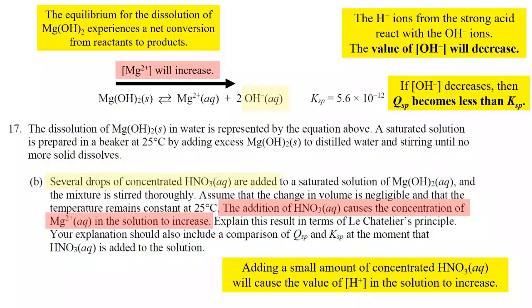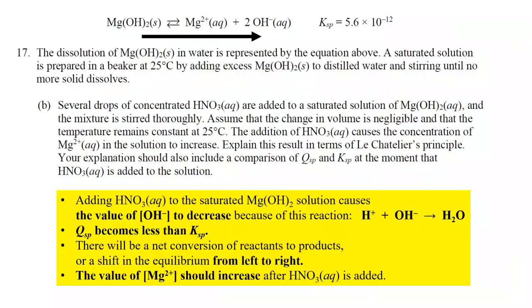As a result, the concentration of the magnesium ions will increase. So in part A, sodium hydroxide was added, and in part B, nitric acid was added. Let me go ahead and summarize what I said in part B. Adding nitric acid to the saturated magnesium hydroxide solution causes the concentration of the hydroxide ions to decrease because of this reaction between H plus and OH minus to produce water. Hydroxide ions will be consumed, so the concentration of hydroxide will decrease.